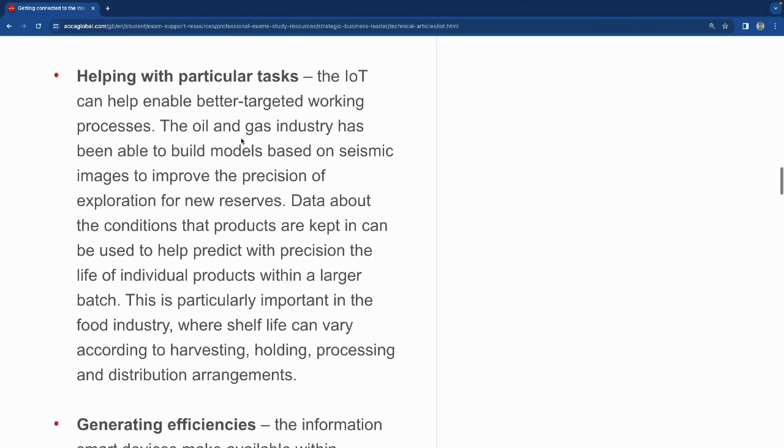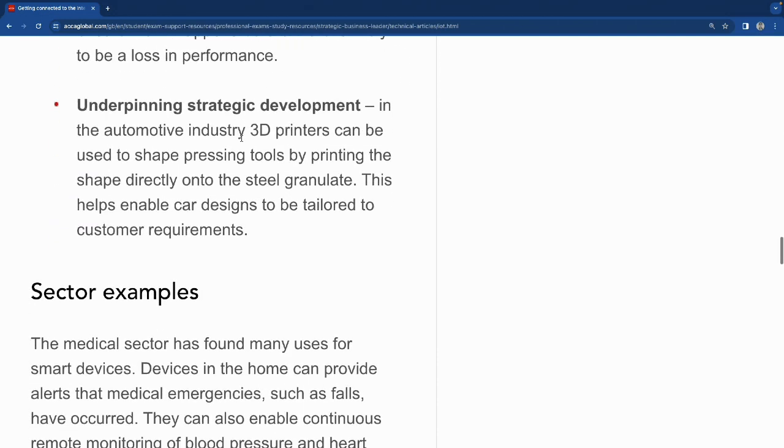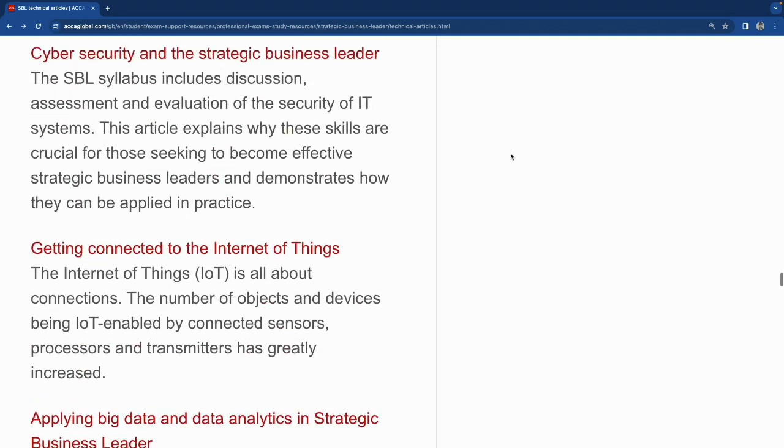You can use it to help for a task, generate efficiency, monitor for problems, and help in strategic development. That's all the examiner wants you to talk about. Four points. If you get the four points out, it should be enough.